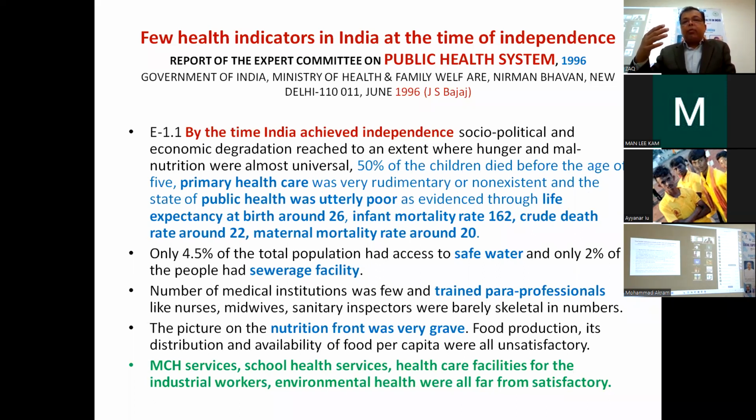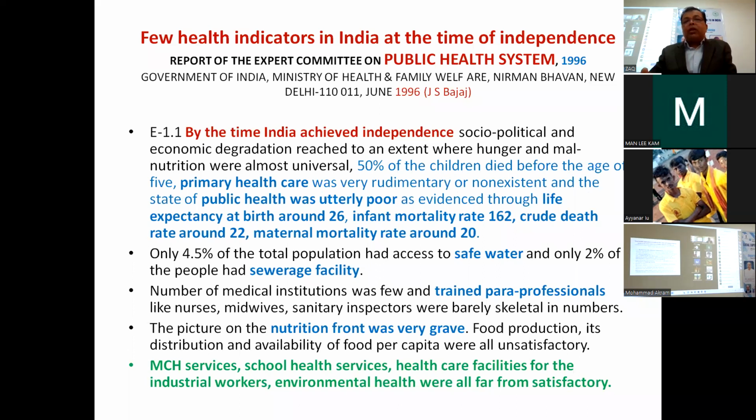Only 4.5% of the population had access to safe water. Now, in this lecture, we are also including sanitation and water. So you see, what was the state of availability of these core resources?